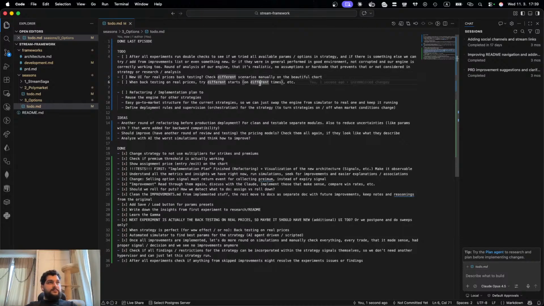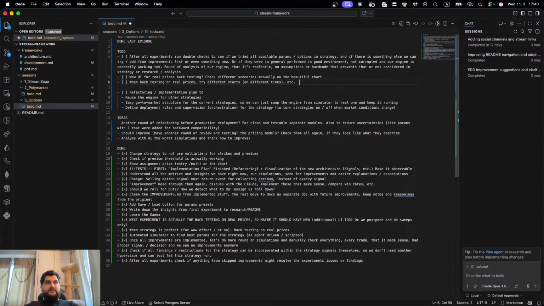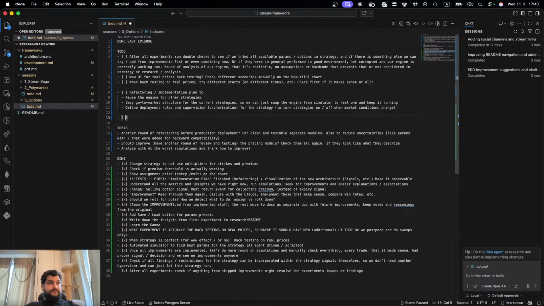Yeah, and also I want to try different start times. I don't know if it makes sense. Check first if it makes sense at all. Maybe it's already implied in the testing that we've done. Yeah, so once we do all this, we will be ready for refactoring and the implementation plan. I think that's gonna be after a couple of weeks, and then deploy the strategy to production and start working on the new ones.